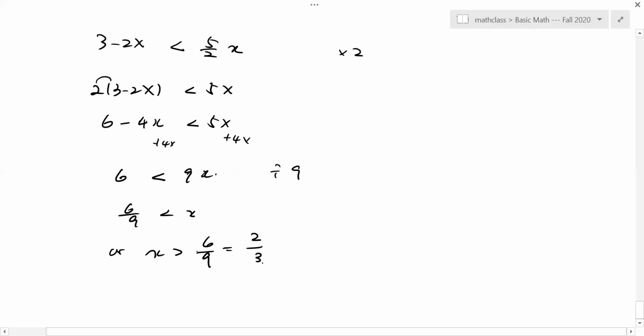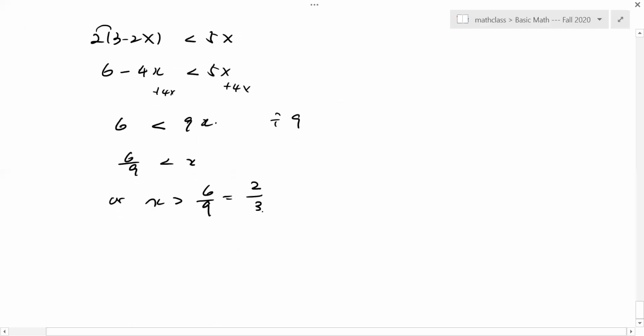Yeah, I see someone pushed the answer here already. Right? So if you want to use the interval notation, this will be the answer: from 2 over 3, but 2 over 3 is not included.